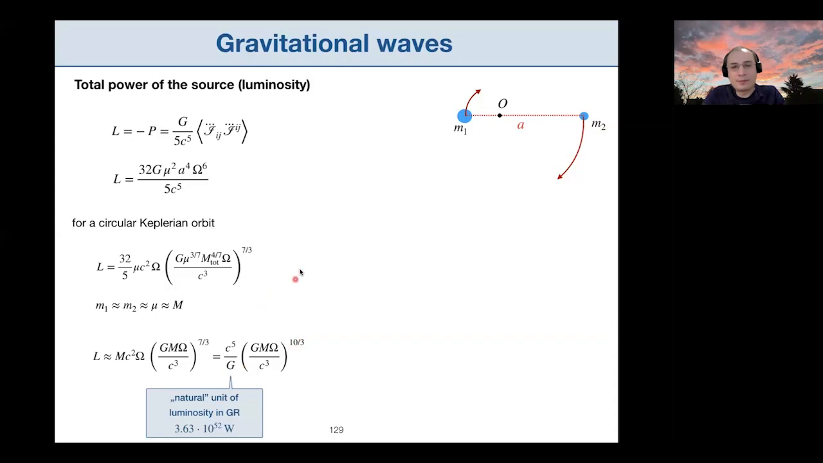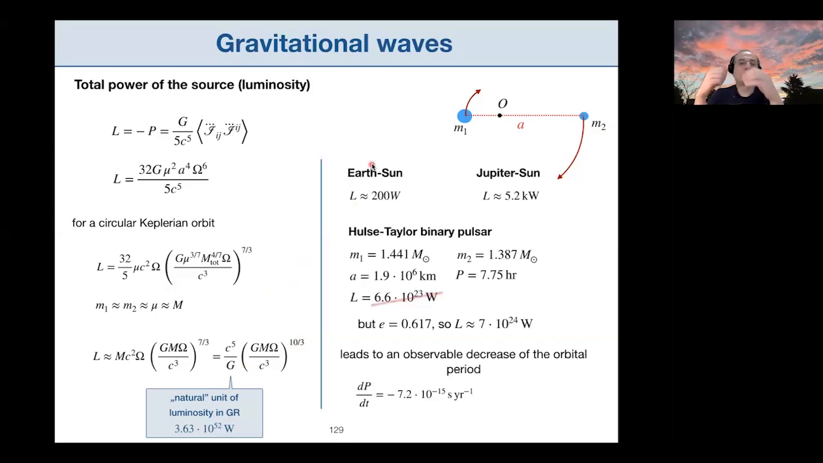So let's plug in some numbers. The first thing that probably comes to your mind would be the Earth-Sun system, where you have a relatively big Sun of mass equal to one solar mass, a relatively light Earth, a distance of 150 million kilometers, and omega equal to 1 over year.